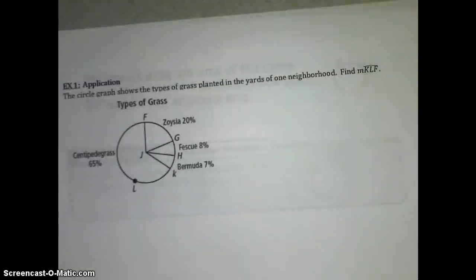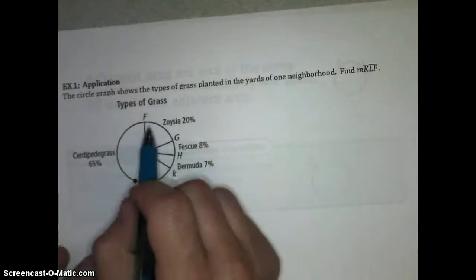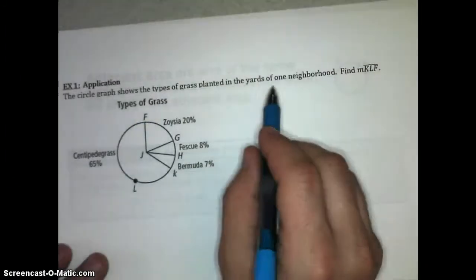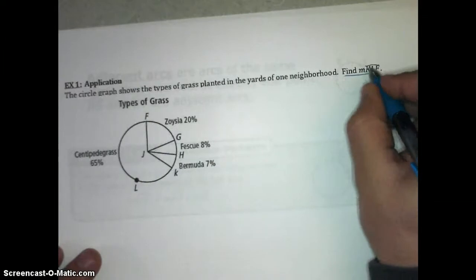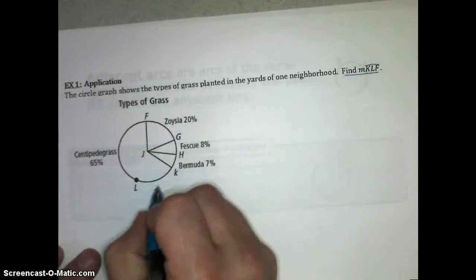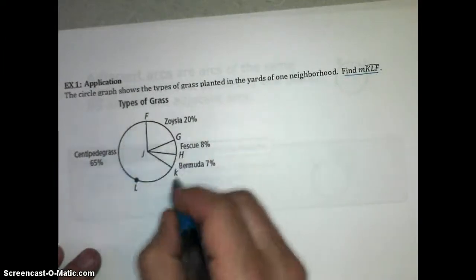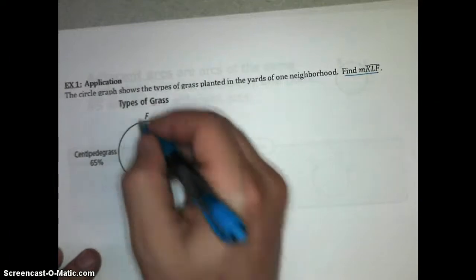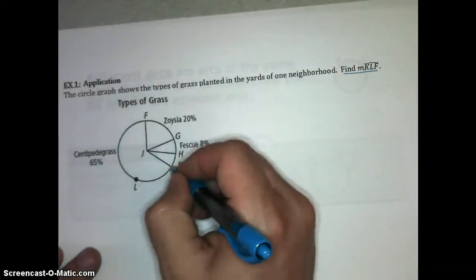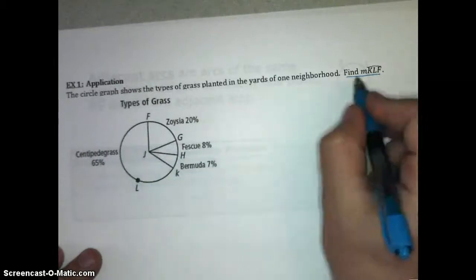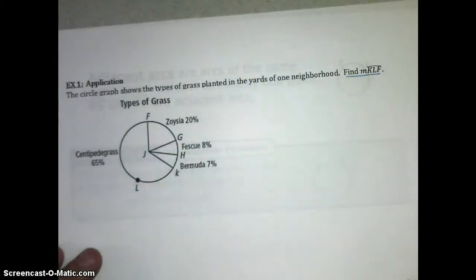So let's take a look at example 1. This circle graph shows the types of grass planted in the yards of one neighborhood. They want you to find the measure of arc KLF. Let's look at KLF. KLF is what we would consider a major arc. It's formed by the central angle KJF. And since they use 3 letters, we know it's a major arc.